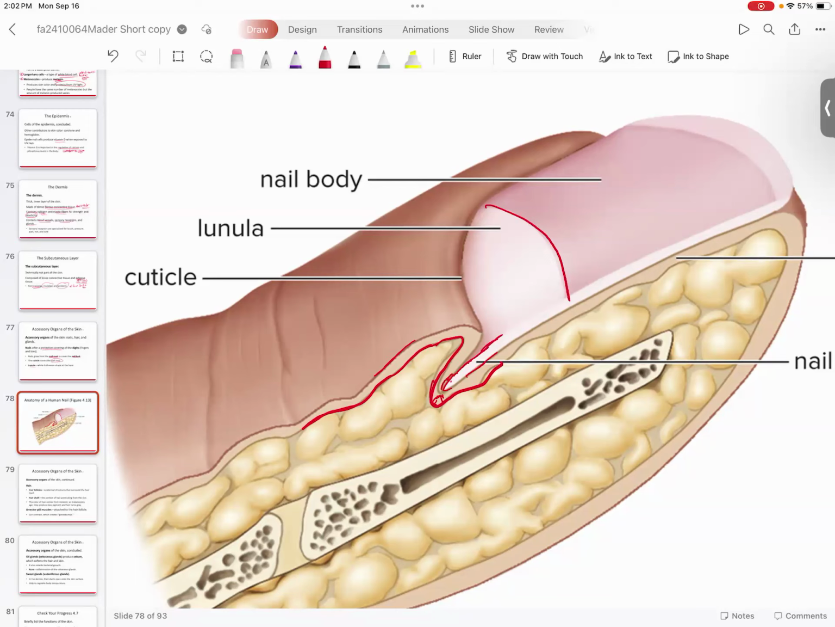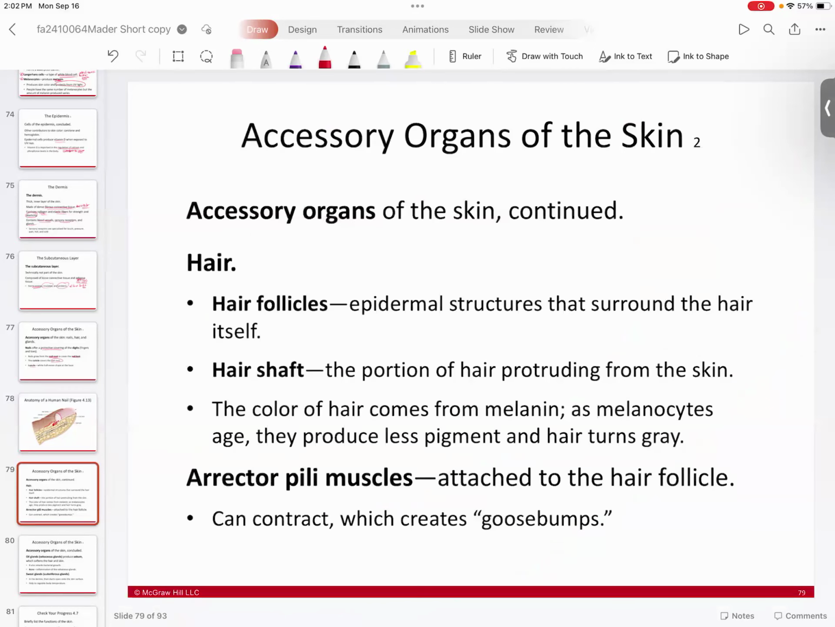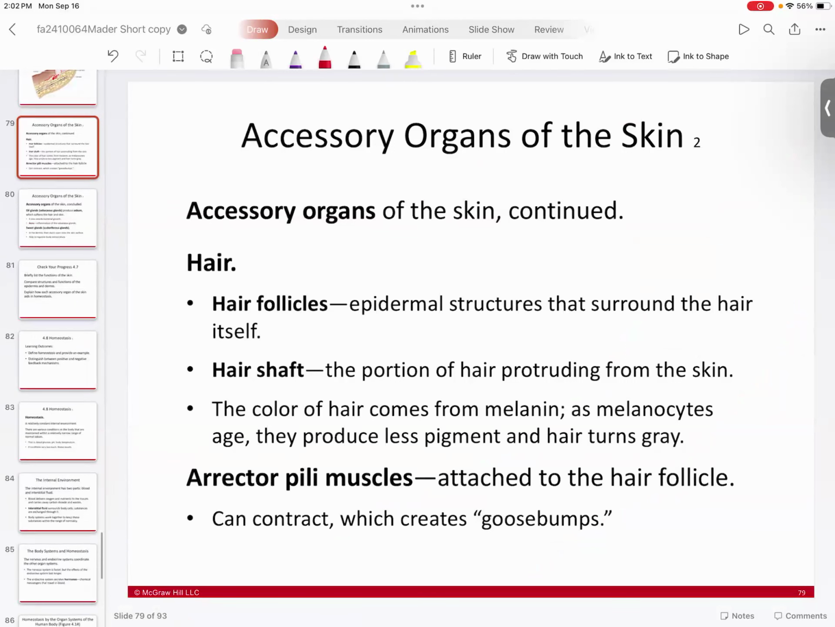So basically you're adding a new layer at the base, and as you add a new layer at the base, it pushes the nail forward, and the nail grows in length up here. And then, underneath that, the skin is going to be the nail bed itself. So that's for all you manicurists out there. We'll put a little AMP into the manicure.